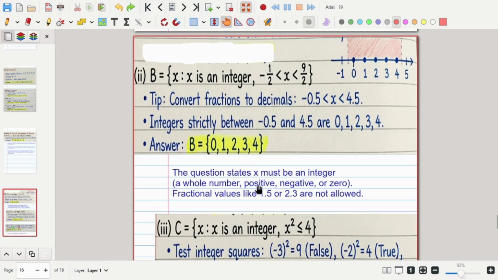The question states x must be an integer, meaning a whole number: positive, negative or 0. Fractional values like 1.5 and 2.3 are not allowed because we want integers.